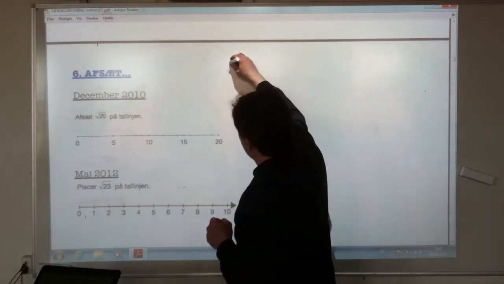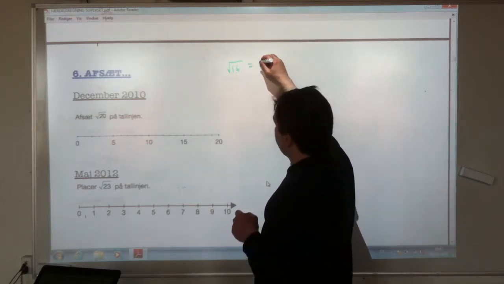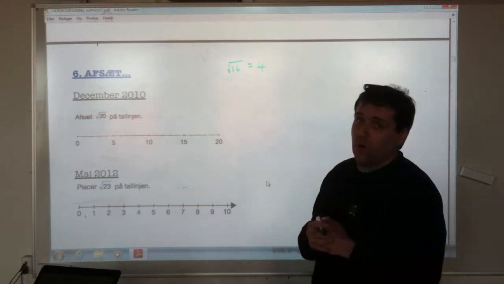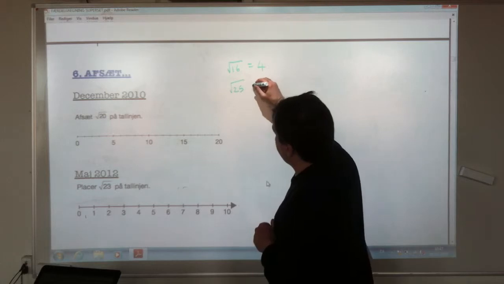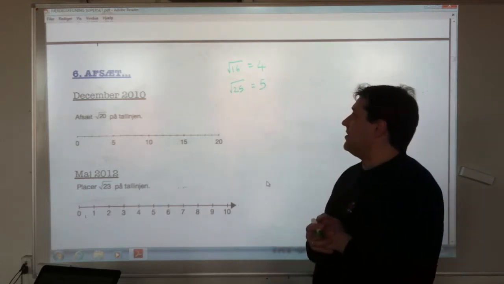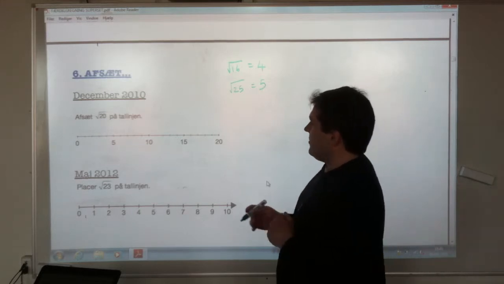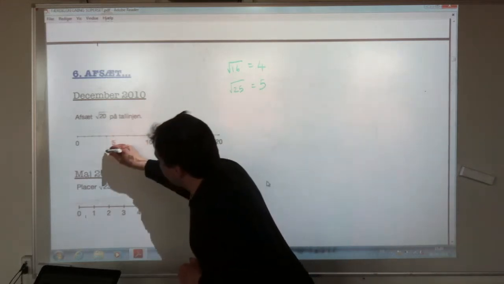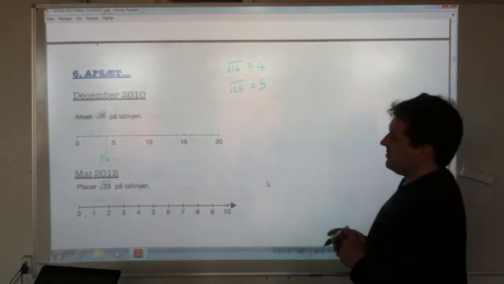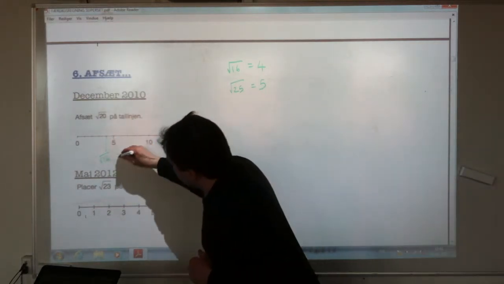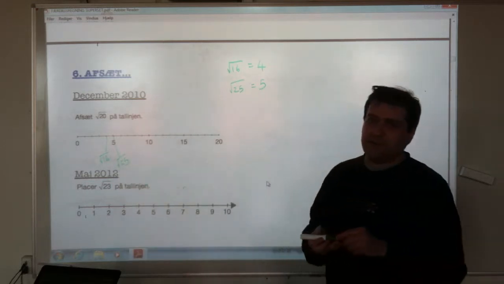So, for example, 16 is a square number, and the square root of 16 is 4. Then the next one up is the square root of 25, which is 5, because 5 times 5 makes 25. So 4 here is the square root of 16. 5 here is the square root of 25.